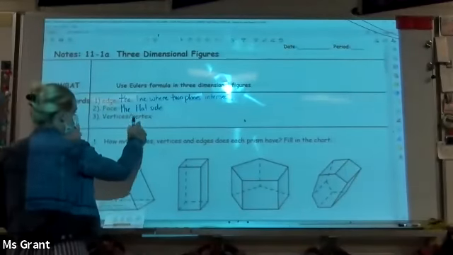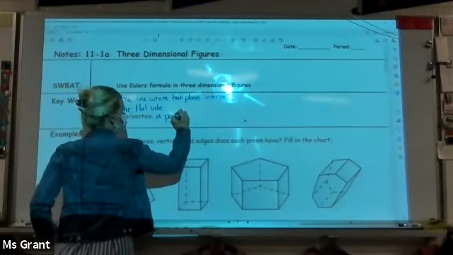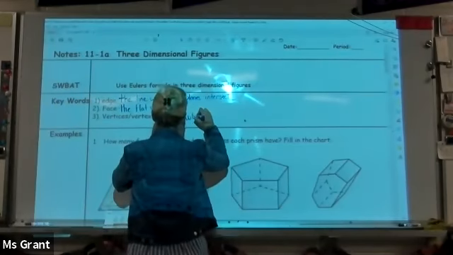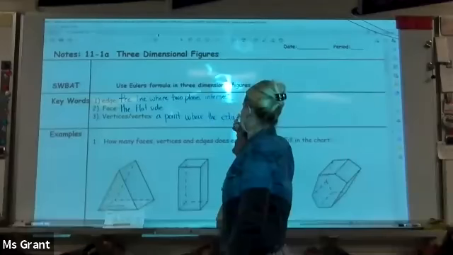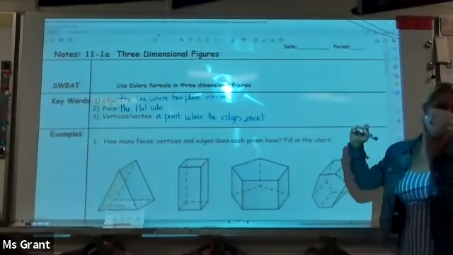The vertices or the vertex, it's just a point where the edges meet. A point where the edges meet.